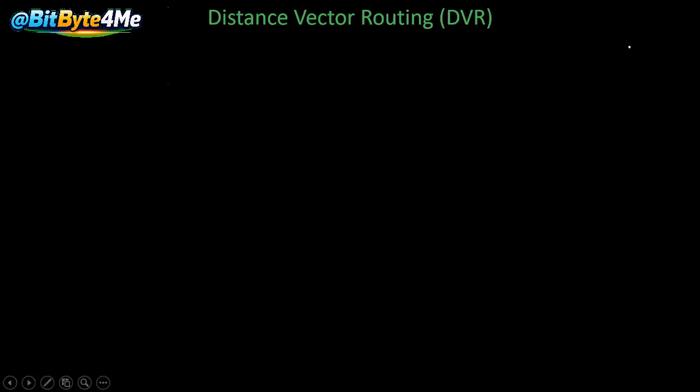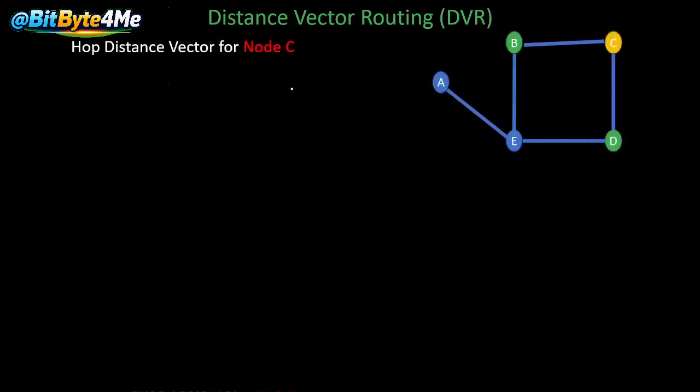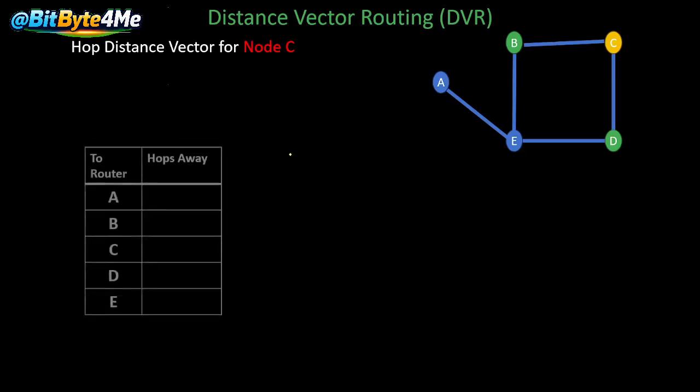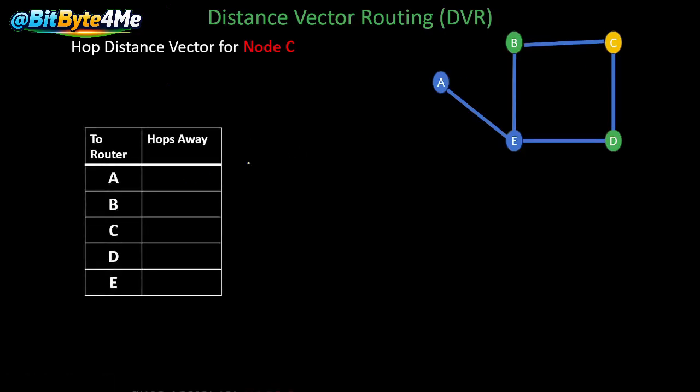Similarly, we calculate the hop distance vector for node C. The two connected nodes are B and D, so their hop distance is 1. We can't reach C to A directly, so the distance should be infinite. We can't reach C to E directly either, so the distance is infinite. Otherwise, C to C is 0, since it's the same node, C to B is 1, and C to D is 1. So this is the hop distance vector for node C.